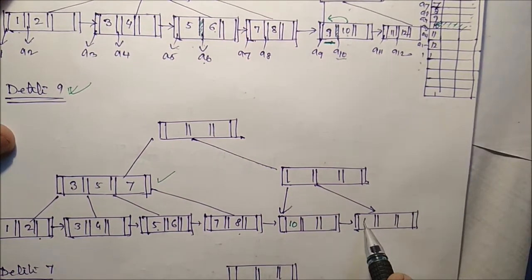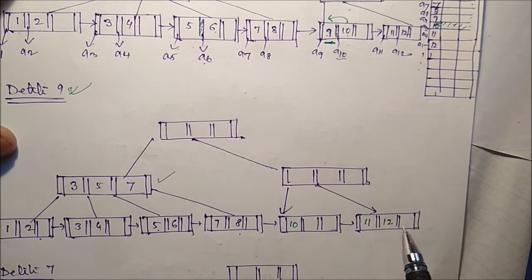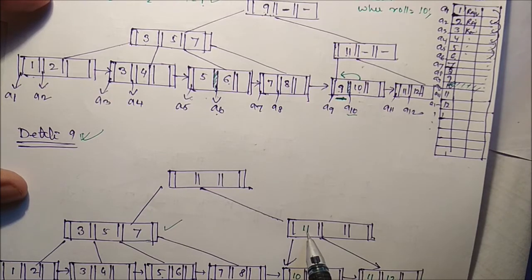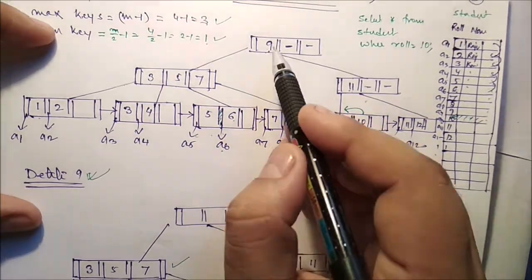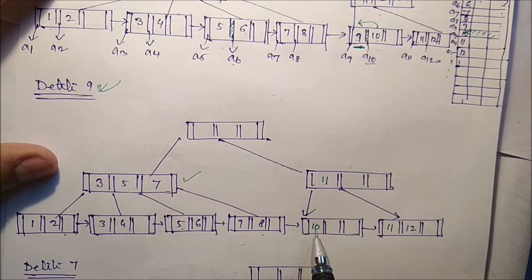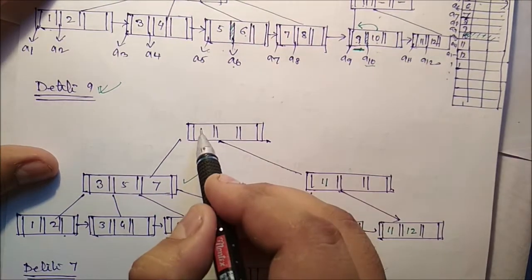11 and 12. Okay, and 11 is already present. Already 11 is present, no problem. So we have to delete 9. From here also you have to delete 9. Now what you can do here, the minimum key is 10. So here you have to put 10.